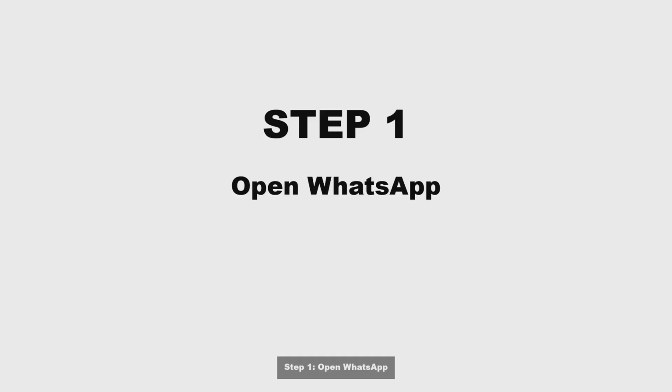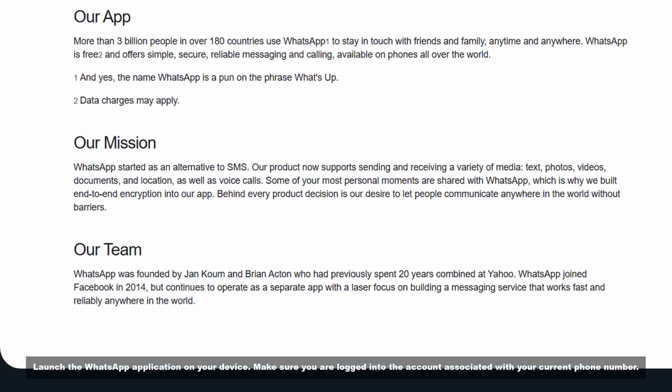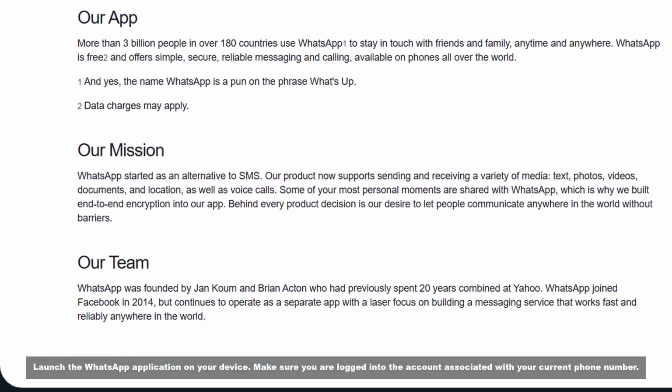Changing your phone number on WhatsApp is a straightforward process. Follow these steps to ensure a smooth transition to your new number. Step 1. Open WhatsApp. Launch the WhatsApp application on your device. Make sure you are logged into the account associated with your current phone number.